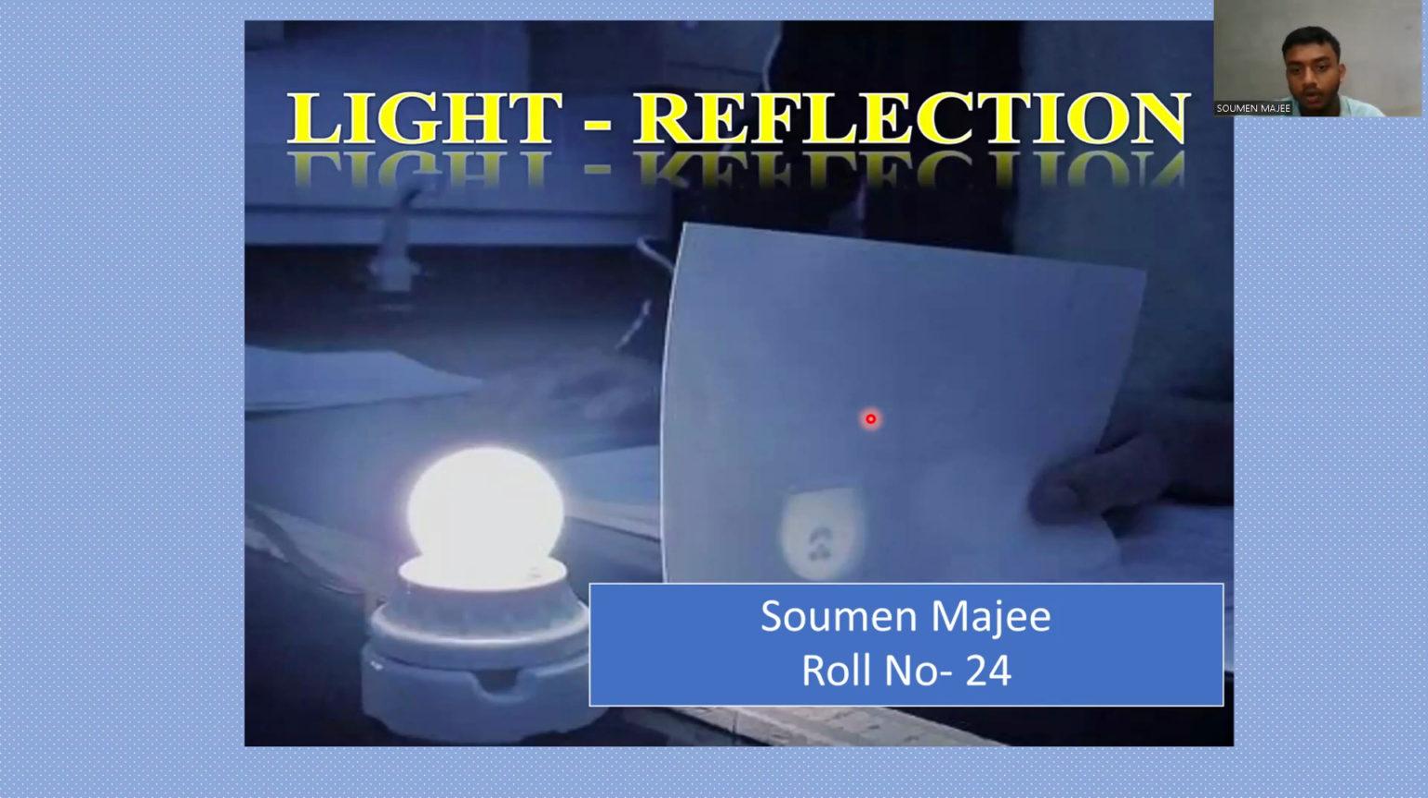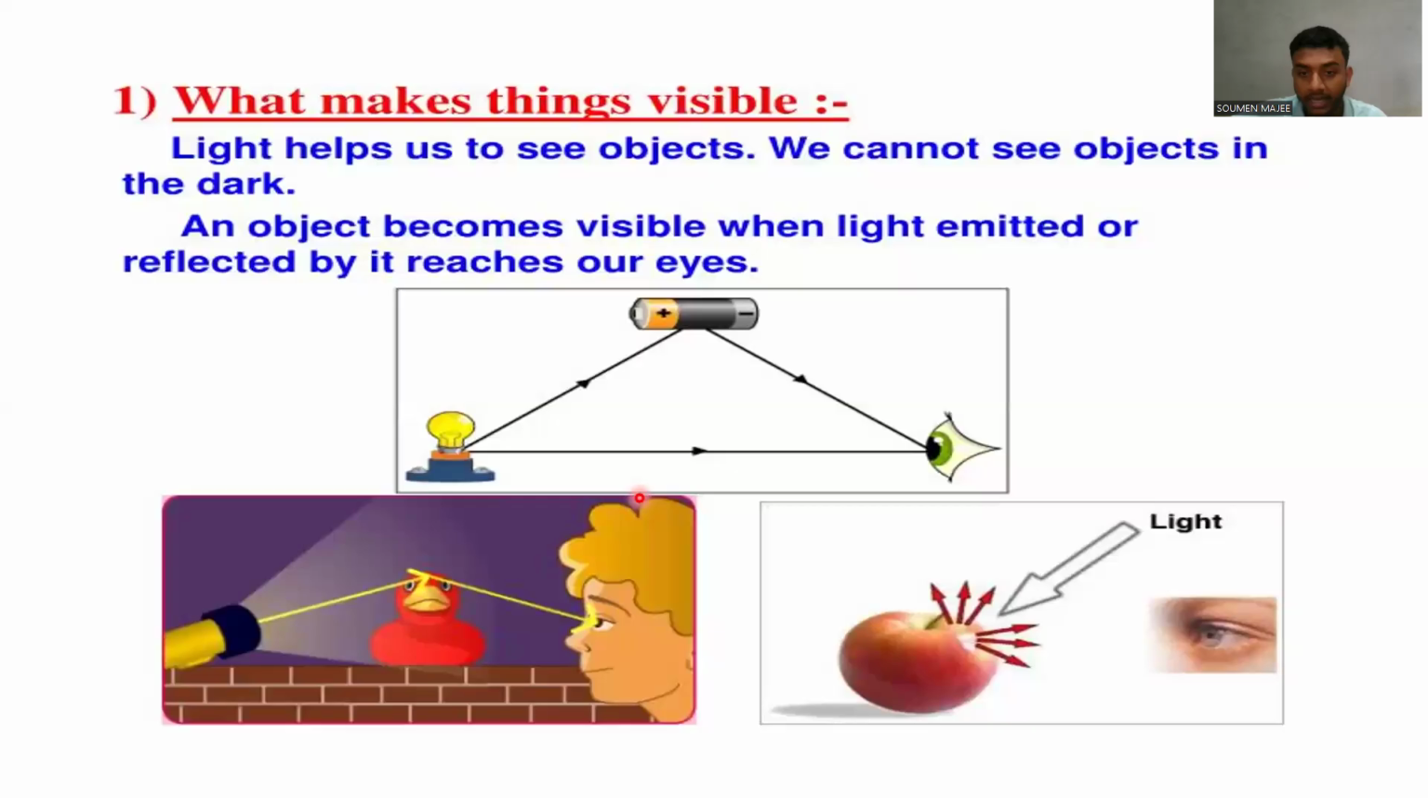You all know that anything is visualized because of light. That is, light helps us to see objects. Without the presence of light, we are not able to see any object. For example, here we find this battery. It is also visualized because from the light source, that is the bulb, light comes to the battery and then is reflected to our eyes and we see it.